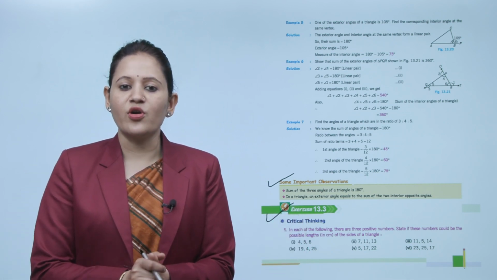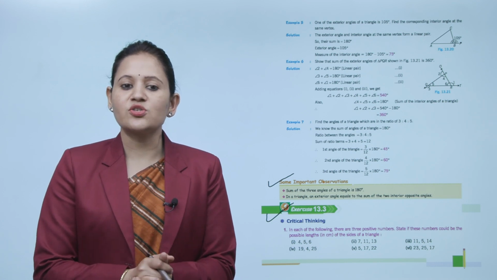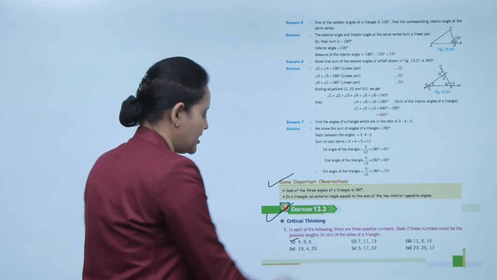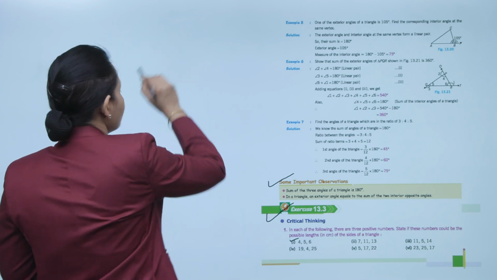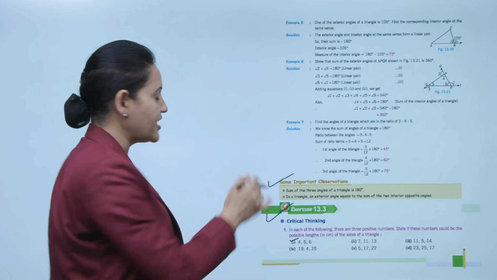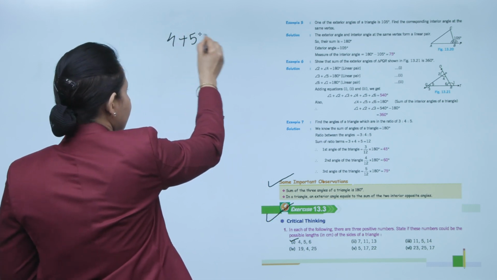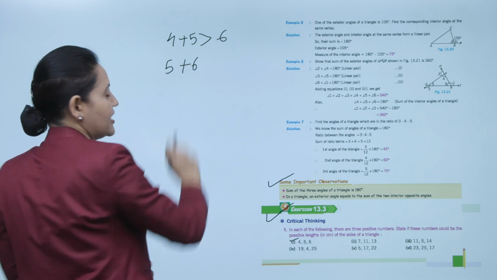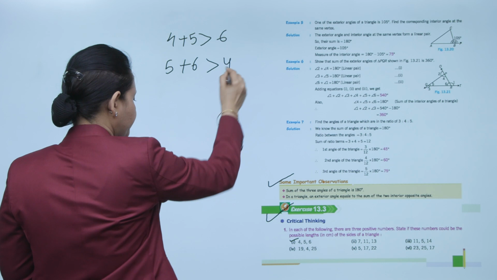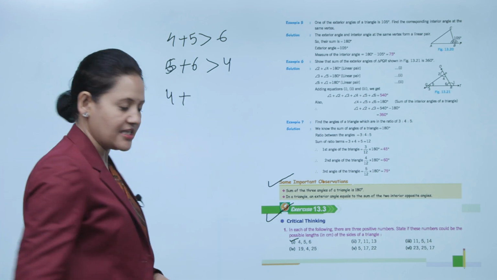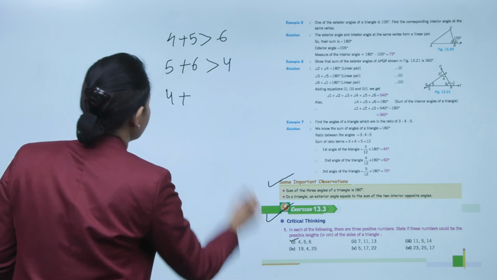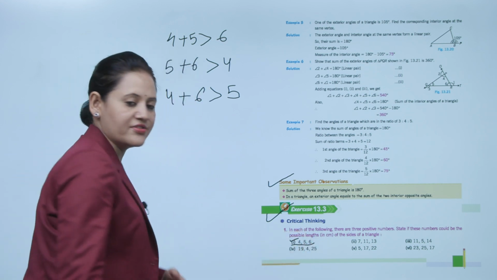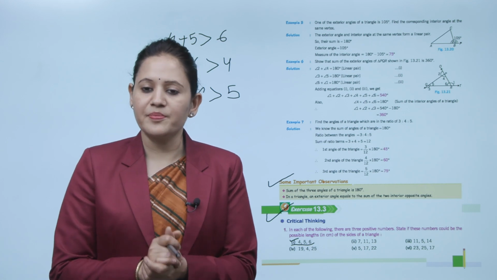Critical thinking. In each of the following, there are three positive numbers. State if these numbers could be the possible lengths in centimeters of the sides of a triangle. So in the first one, the three sides are 4, 5 and 6. The sum of two sides should always be greater than the third side. 4 plus 5 is 9, which is greater than 6. 5 plus 6 is 11, which is greater than 4. 4 plus 6 is 10, which is greater than 5. That means these are the three sides of a triangle because they satisfy the property.